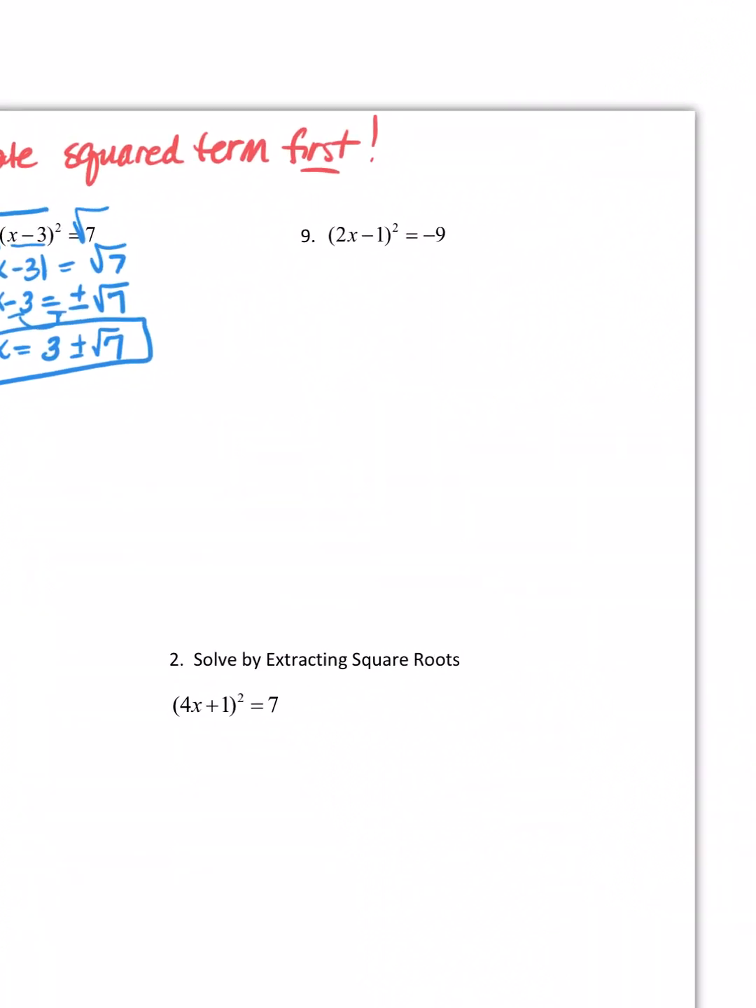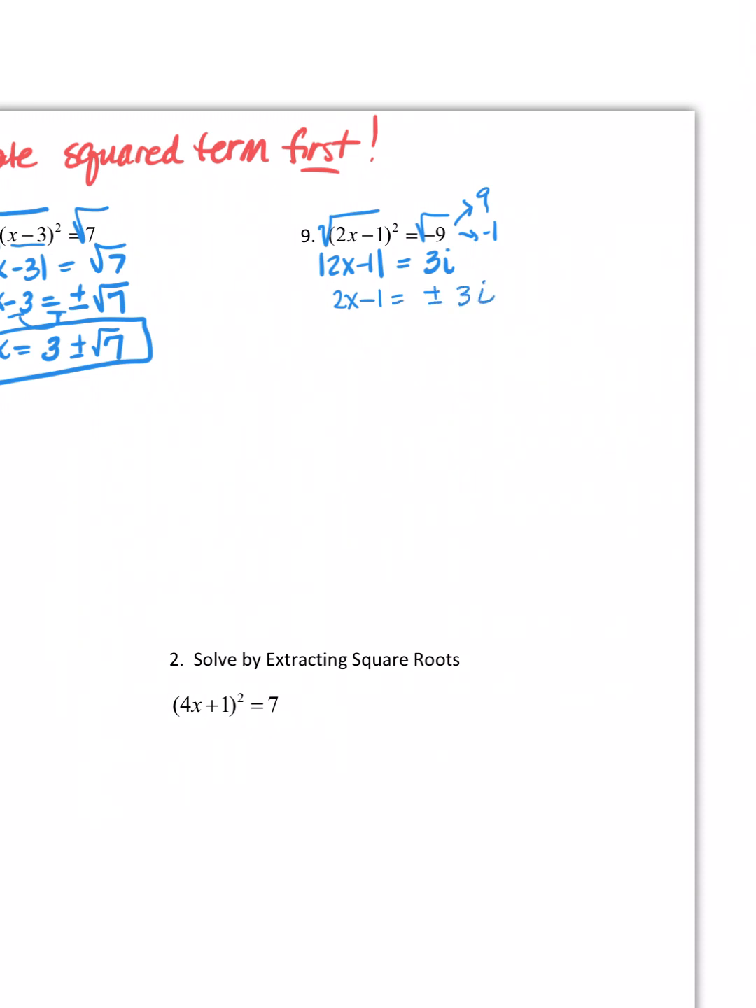Let's try number 9. All right, 2x minus 1 squared equals negative 9. Now, the squared term is isolated, so we can go right into the square rooting. So when I take the square root of this, I have the absolute value of 2x minus 1 equals, now the square root of 9 is 3, the square root of negative 1 is i. Remember that? So 9 is a perfect square, and then negative 1 is a perfect square with the imaginary numbers we just talked about. Now I want to get rid of the absolute value bars, so I'm going to say 2x minus 1 equals plus or minus 3i.